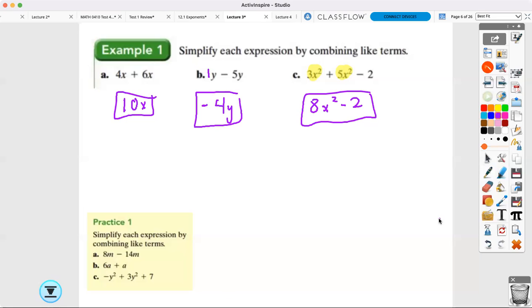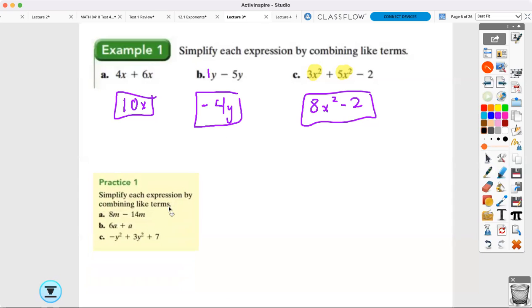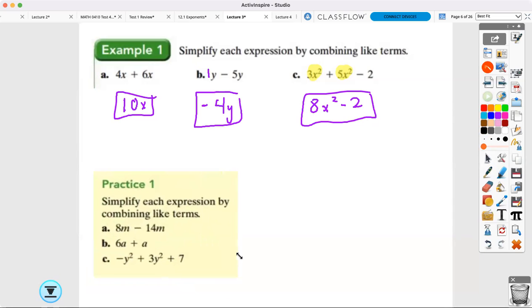All right, practice 1, guys. I'm gonna go ahead and give you guys about 2 minutes to write these down and combine them yourself. 2 minutes starting now.